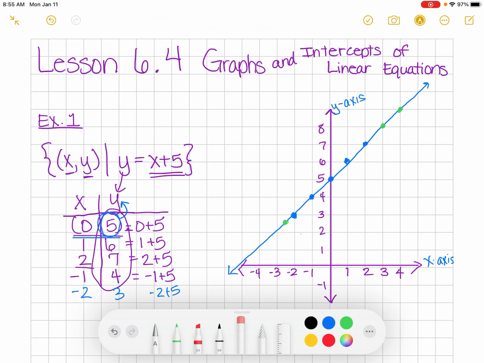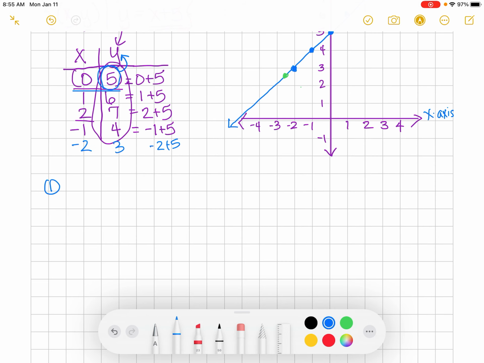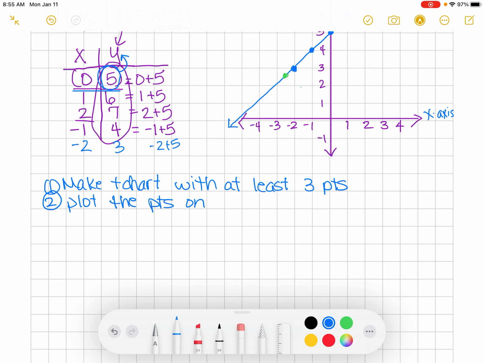So I'm done with example 1. We're going to come back to example 1 to show you something else later. But all you do is make your T-chart. So here, let's write this down. Steps: Number 1, make a T-chart with at least 3 points. We'll talk about that in just a minute too. Number 2, plot the points on the graph. Number 3, draw a line. Oh, and then the last thing that we need to do is label the line.